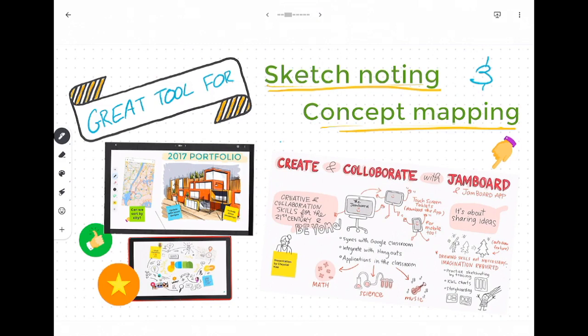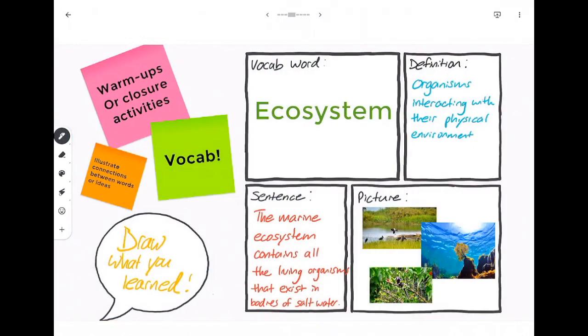Jamboard's also a great tool for sketchnoting and concept mapping. So students can really use arrows and the Auto Draw tool as well as their own designs to represent things visually. It can be used for quick warm-ups or closure activities using arrows and bubbles. They can illustrate their connections between vocabulary words or ideas or concepts.